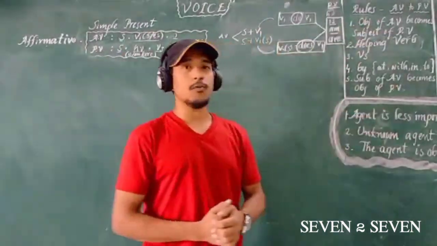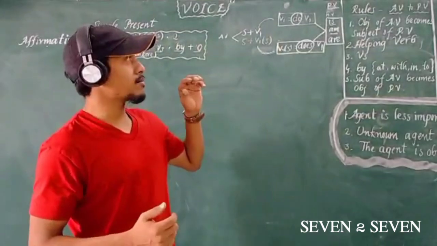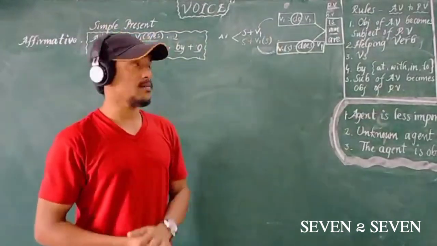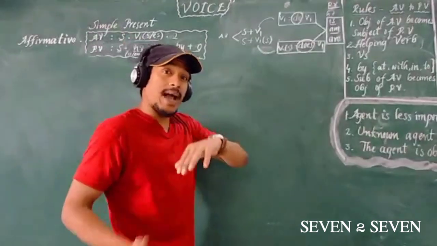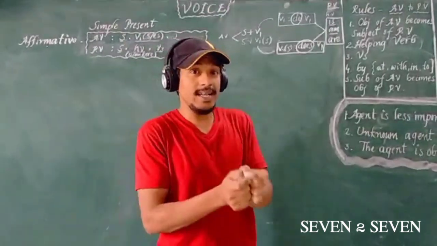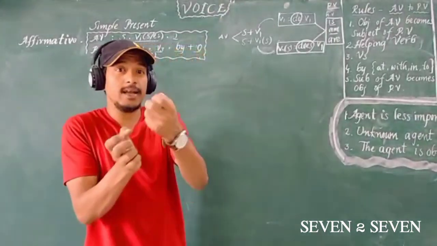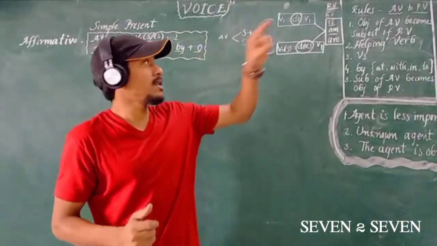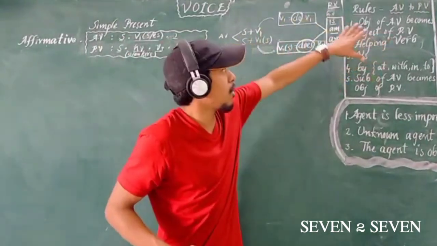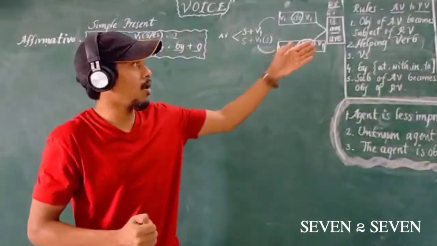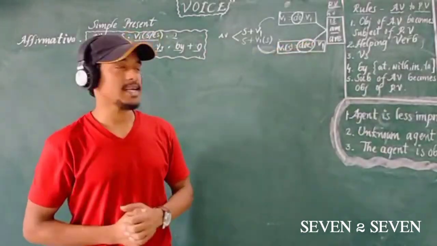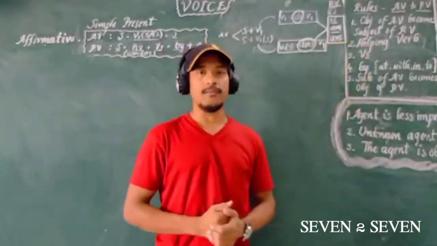Rules for active to passive. First of all we have to identify the object of active voice, because when you convert from active to passive we need a subject in passive voice. That is the object of active voice. So the object of active voice becomes the subject of passive voice. And the second point is the helping verb.